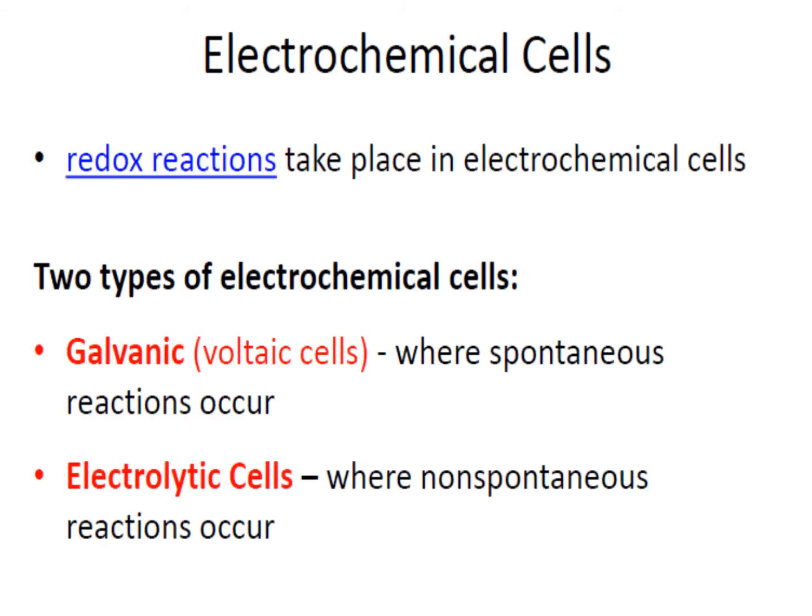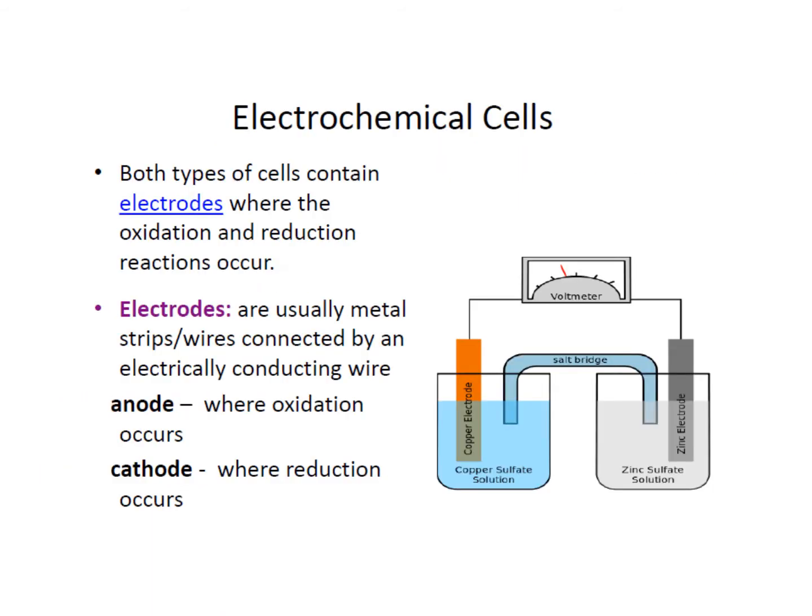Basically, electrochemical cells are where our redox reactions can happen. There are two types. Generally, we have the galvanic or the voltaic cells, and this is the type where spontaneous reactions occur. And then the second one is electrolytic cells. This is where non-spontaneous reactions occur. For both types, these cells contain electrodes.